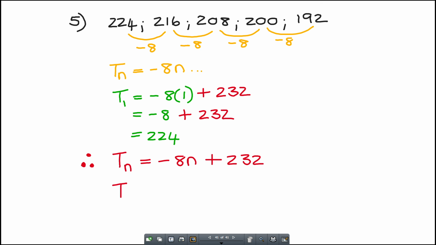Then we get term 10, so we substitute n. So minus 8 times 10 will give me minus 80. So 152. Okay, right.